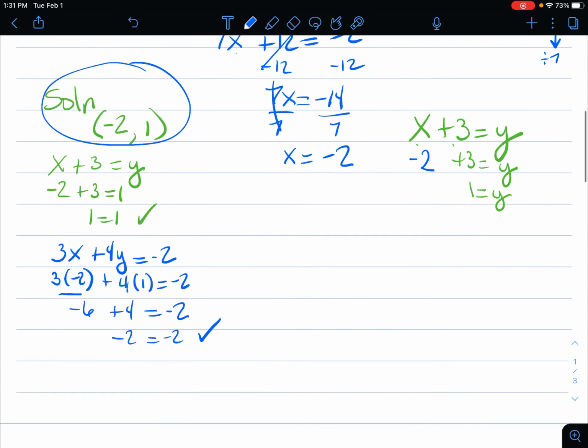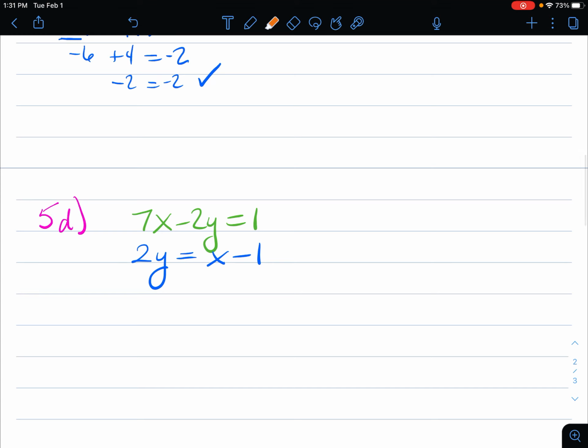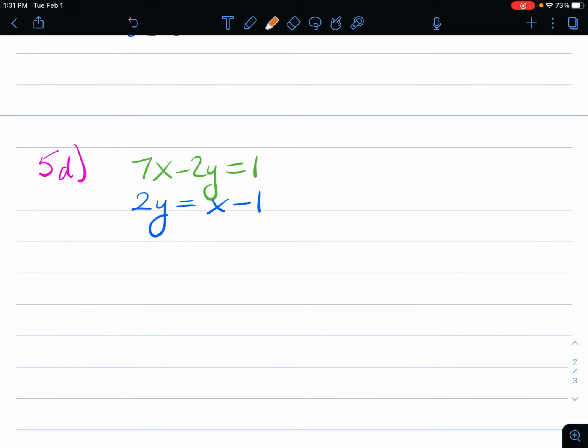So in the first example, notice that this y was already alone. So we were able to go ahead and do the substitution. Now in this one, we do not see a variable that is alone on one side of the equation. So you have a couple of options.